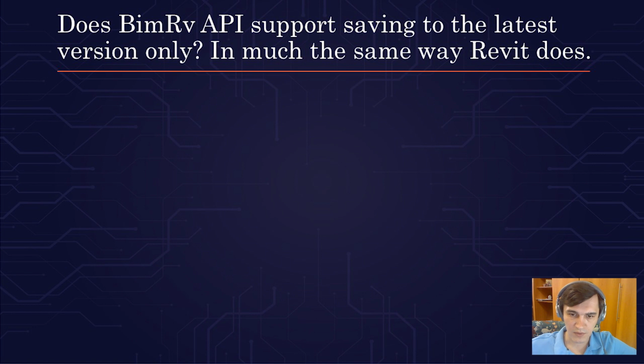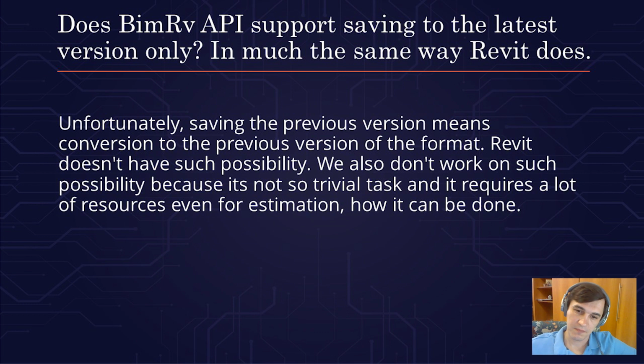Is it possible to save Revit files in previous versions? Or can the API only support the latest? Unfortunately, saving previous versions, meaning from the format point of view the possibility to convert files to a previous version format, is something Revit doesn't have.